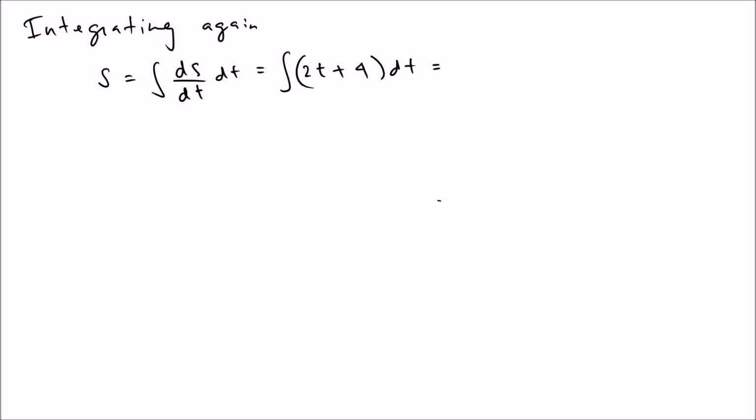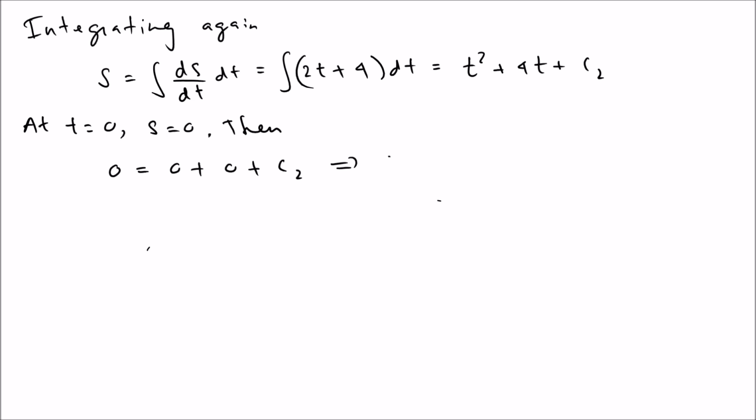dt, that means t squared plus 4t plus c2. Now we need to find c2. For that, we know that initially at t equals 0, s equals 0. So then we have 0 equals 0 plus 0 plus c2, which says that c2 equals 0. Therefore s(t) equals t squared plus 4t. This is a distance, so the unit is m.